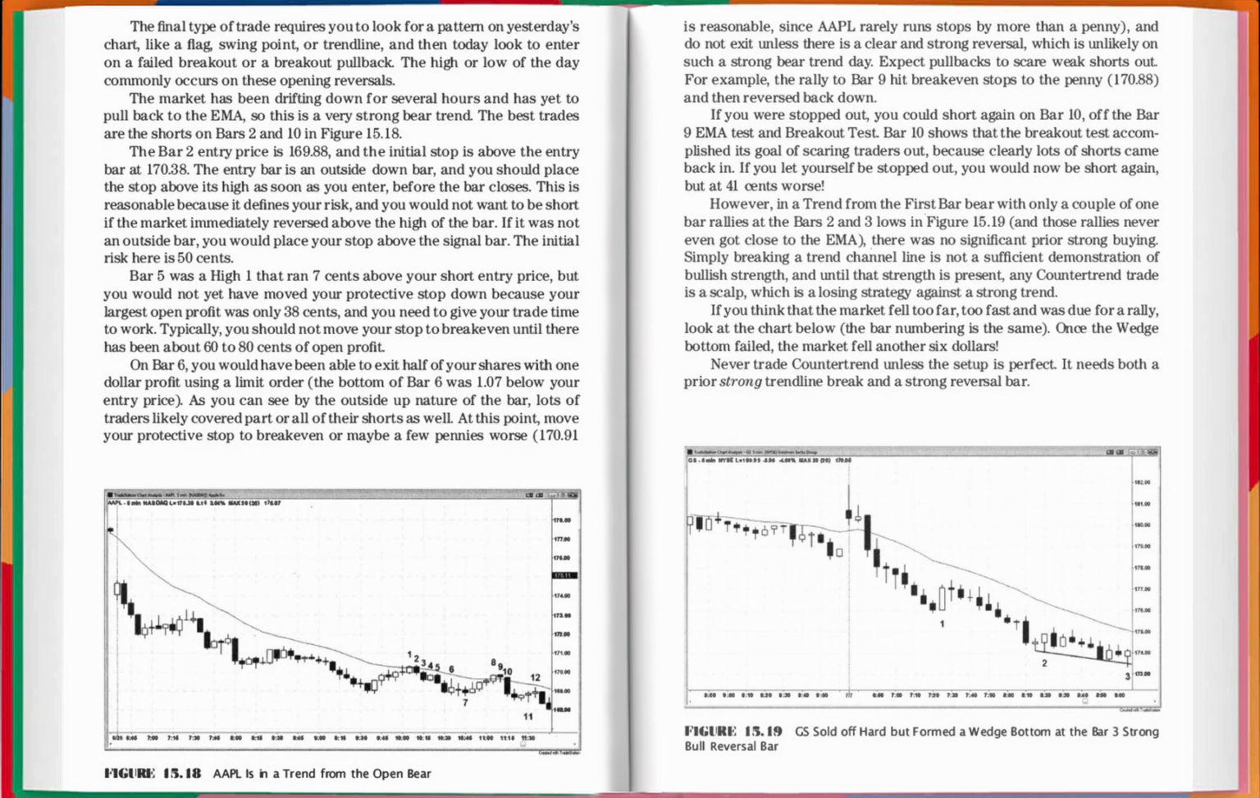If you think that the market fell too far, too fast, and was due for a rally, look at the chart below. The bar numbering is the same. Once the wedge bottom failed, the market fell another $6. Never trade countertrend unless the setup is perfect. It needs both a prior strong trendline break and a strong reversal bar.